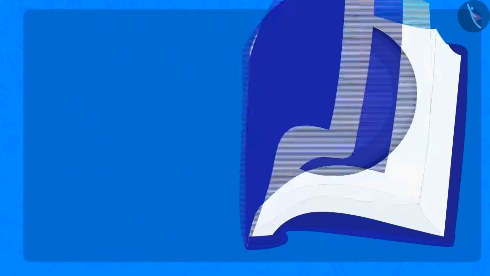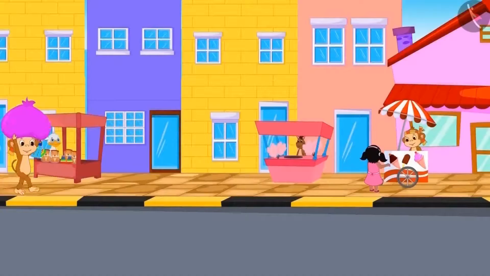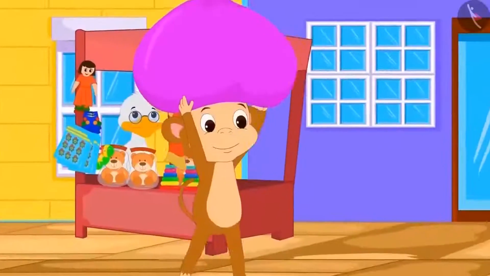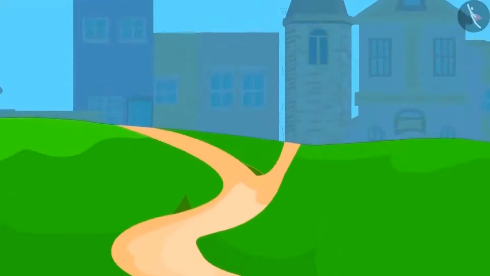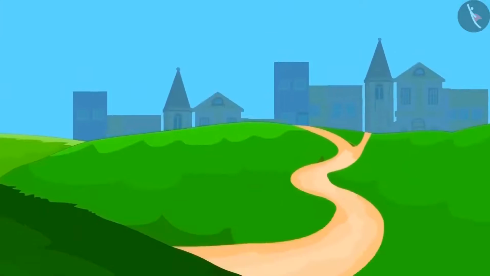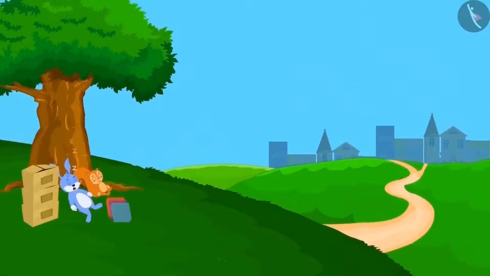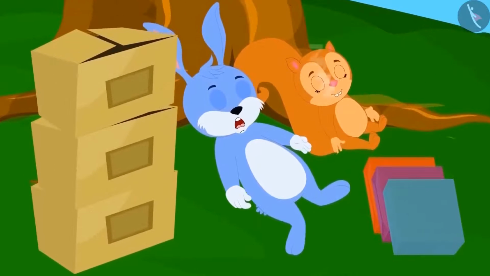We learnt an easy method of addition and subtraction of numbers. In this lesson, we will see some interesting examples of the same. All the traders of the village used to visit the city often to sell their goods. On the way to the city, the sun was very harsh and there was only one tree on the entire route. All the traders would rest in the shade of this tree and then walk towards the city.